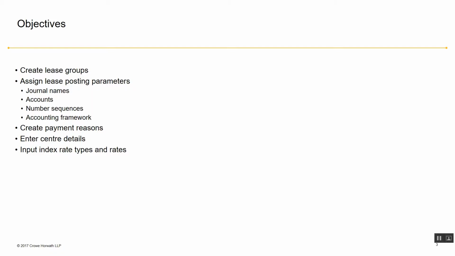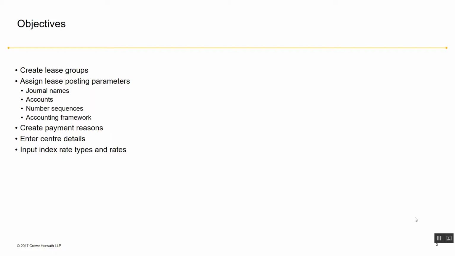Let's review the agenda for this session. We will start by creating unique groups for leases. Next, we will discuss the lease posting parameters, specifically naming the journals to where the entries will be posted, specifying the accounts for each type of journal entry associated with a lease, assigning the number sequences for lease ID and index revaluation processes, and finally, choosing the accounting framework for the legal entity. We will then move on to setting up payment reasons, center details, and finally, our index rate types.